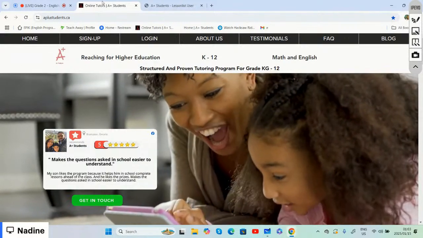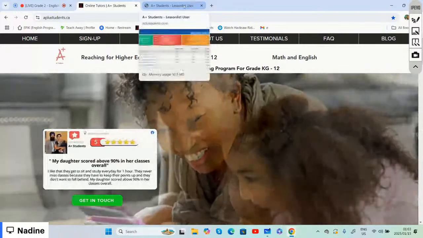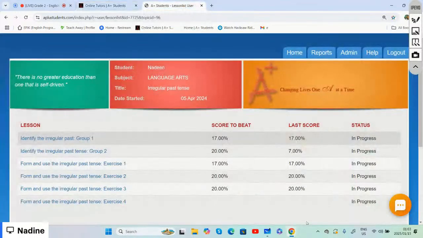All right, so we're doing irregular past tense. We're doing grade 2, right? Irregular. And there's a difference between regular past tense and irregular past tense. So we're doing the irregular past tense, and we're going to find out how things have changed from the regular to the irregular past tense.